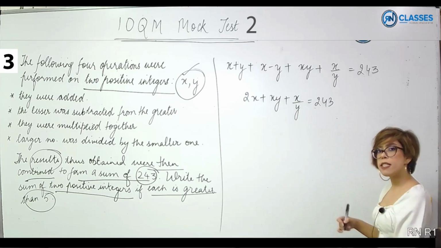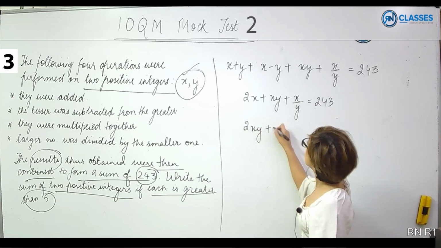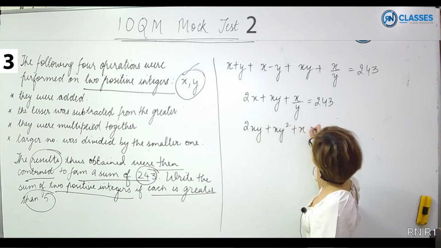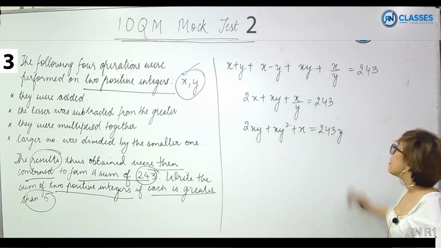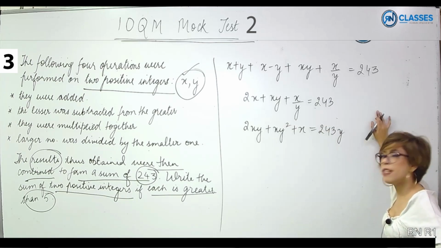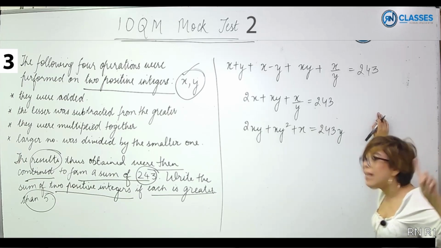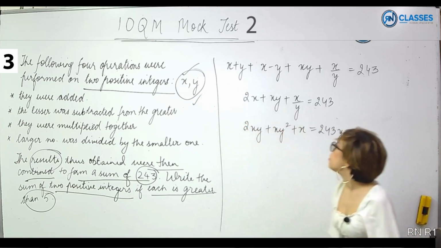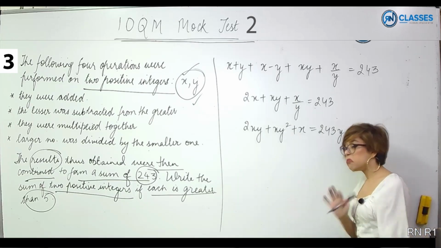Next step I take LCM and I'll cross multiply y, so I'll get 2xy plus xy square plus x equal to 243y. Right? Now the thing is, how should I proceed further? I have just one equation and I need to find the value of x and y. Mind it, x and y are integers. So that means somehow some factorization should be there, right?